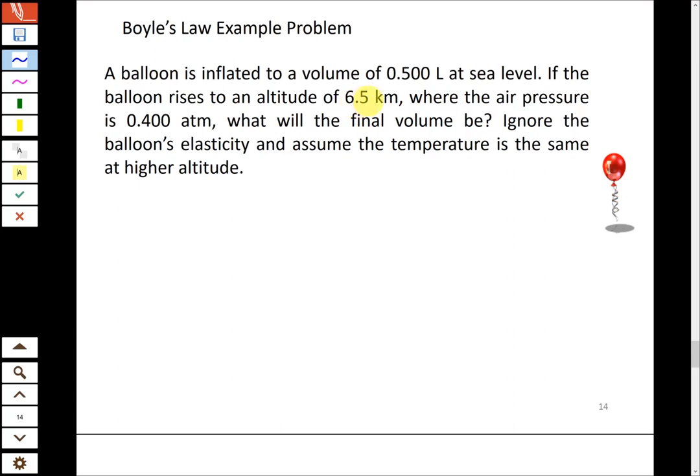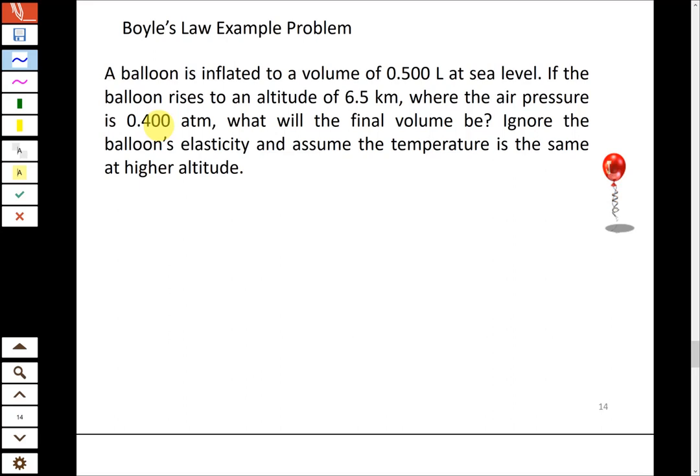Before the Biden administration shoots it down, sorry, I should not have said that. It gets to an altitude of 6.5 kilometers where the pressure is 0.4 atmospheres. So what will the final volume of that balloon be once it rises to that level where the pressure has dropped to 0.4?